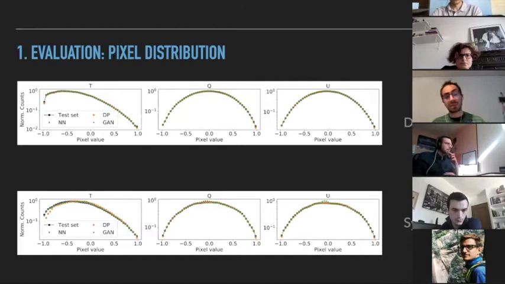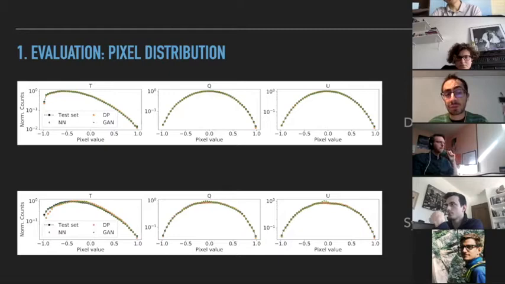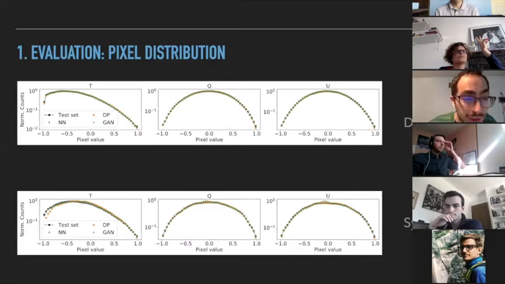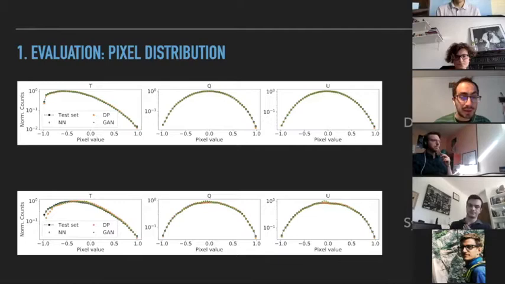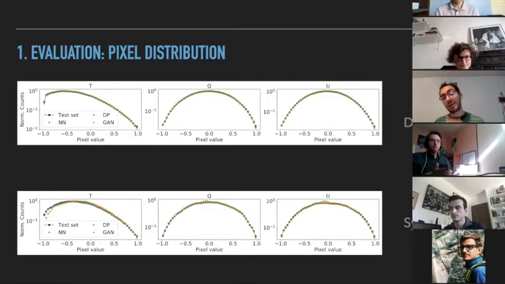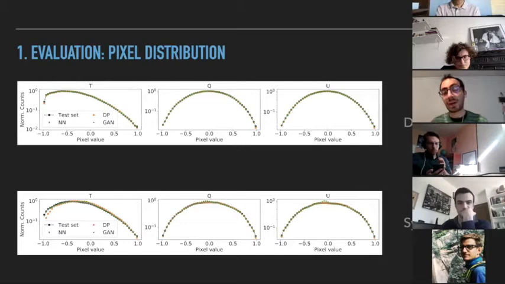So essentially it's just the histogram of all the images in the test set, rescaled between minus one and one. And you see here the histogram of the test set is in black. You don't see it much because it is overlapping with the inpainted cases. So you see nearest neighbors, deep prior, and GAN, respectively in blue diamonds, orange stars, and green circles. You see some displacement in the deep prior, but if you perform a Kolmogorov-Smirnov test to see whether the two samples, the ground truth one in the test set and the inpainted one, whether nearest neighbor, deep prior, or GAN, essentially in all cases the tests passed.